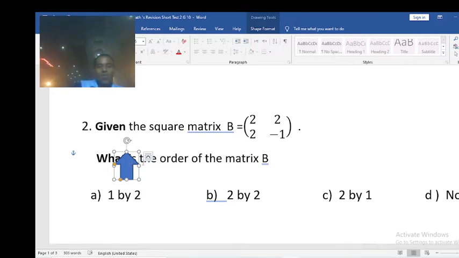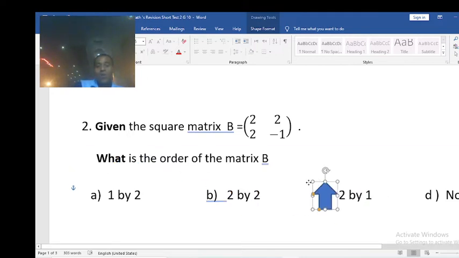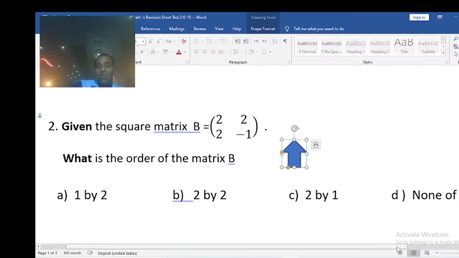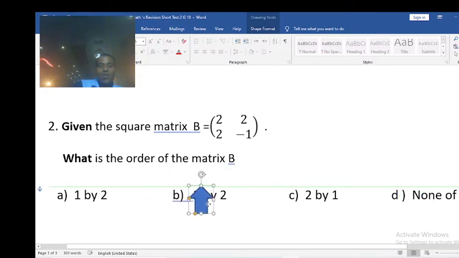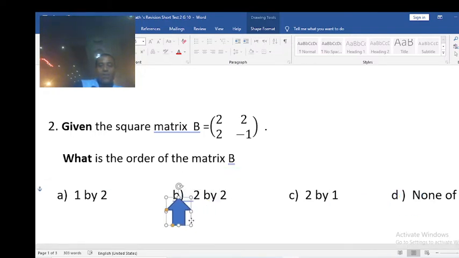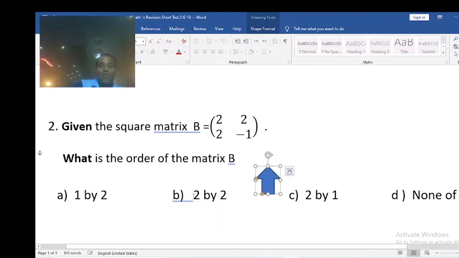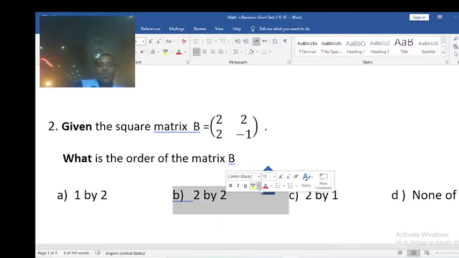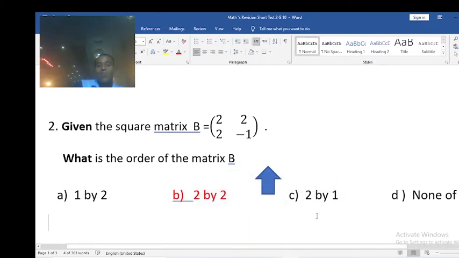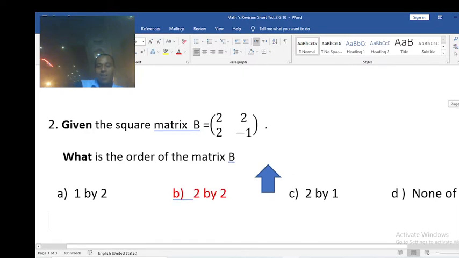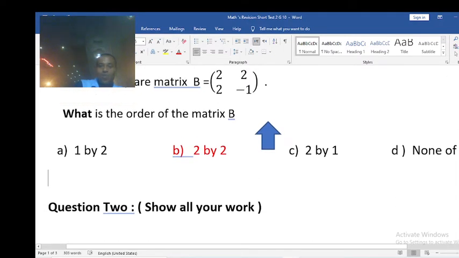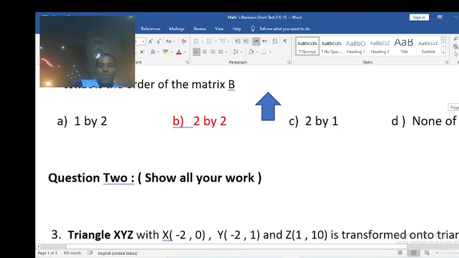We move to the third one, which is C. 2 by 1 means 2 rows and only a single column, which is not true, of course. Then D, none of these. Let's check option B. We have 2 by 2, which means effectively the order of this matrix, learners, is 2 by 2, simply because the order is the number of rows by the number of columns, and the rows should be first. Now we move to the extended question.